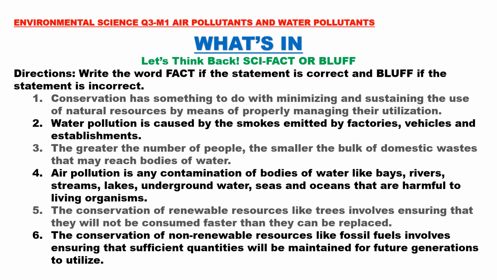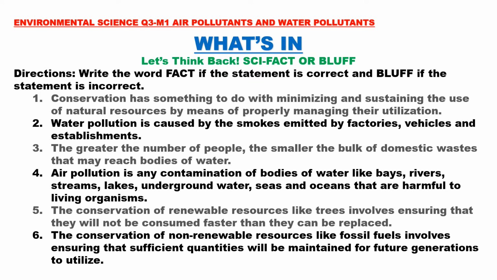Number 1. Conservation has something to do with minimizing and sustaining the use of natural resources by means of properly managing their utilization. 2. Water pollution is caused by the smokes emitted by factories, vehicles, and establishments. 3. The greater the number of people, the smaller the bulk of domestic waste that may reach bodies of water. 4. Air pollution is any contamination of bodies of water like bays, rivers, streams, lakes, underground water, seas, and oceans that are harmful to living organisms.